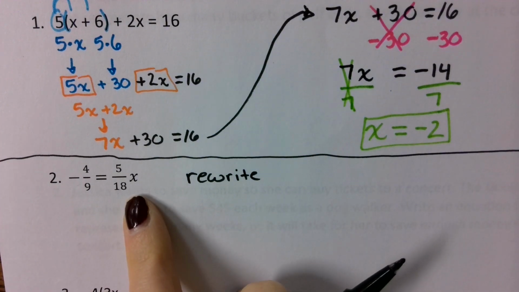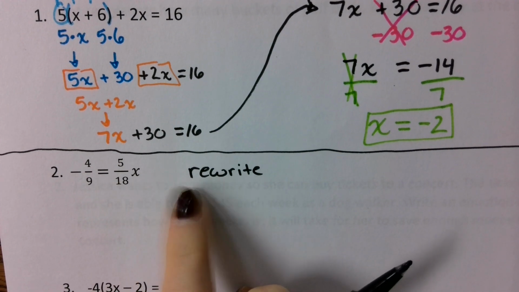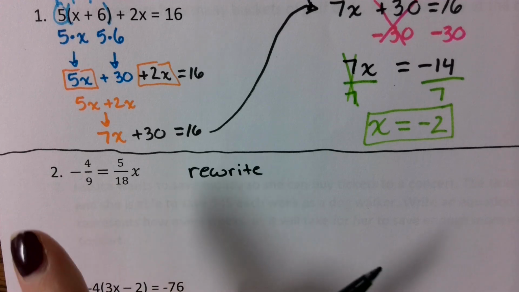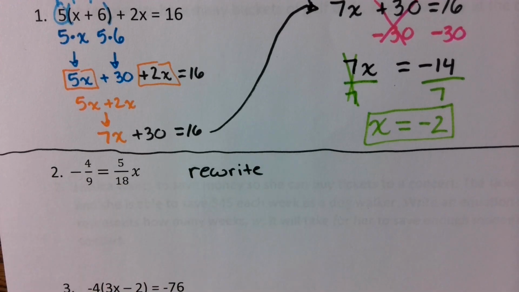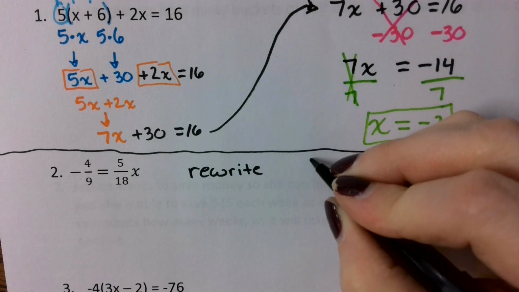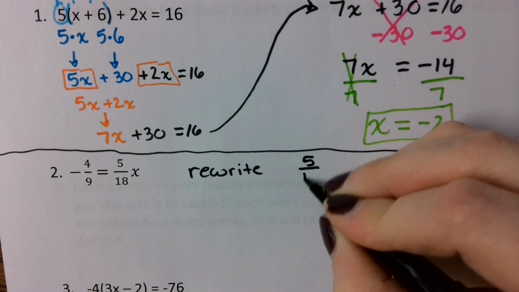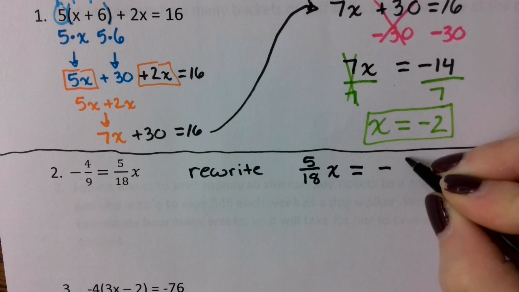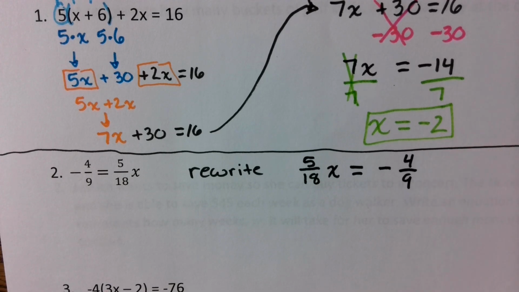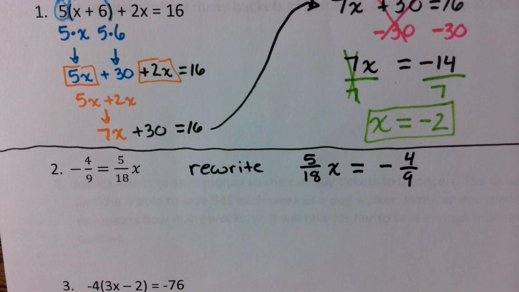If the variable's on the right, then we do a rewrite. We just flop the sides. That's all we do. We're not changing the order of anything. We're just flip-flopping our sides. Everything else is still exactly the same.